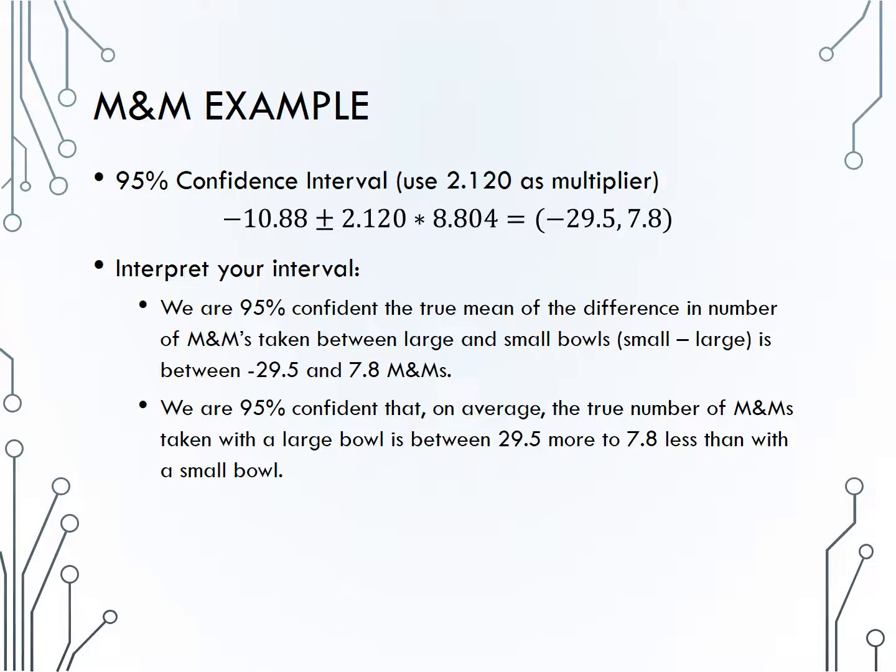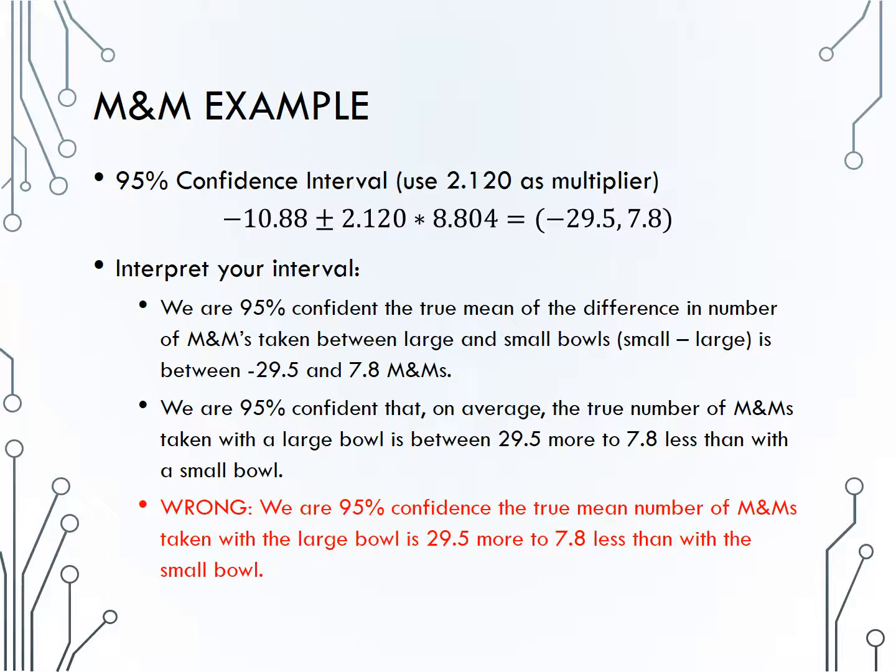Here are two examples of the correct way to interpret this interval. We are 95% confident that the true mean of the differences, the parameter, in context, in number of M&Ms taken between large and small bowls with order of subtraction, small minus large, is between negative 29.5 and 7.8 M&Ms. Alternatively, you could also state we are 95% confident that, on average, the true number of M&Ms taken with a large bowl is between 29.5 more and 7.8 less than with a small bowl for an individual.